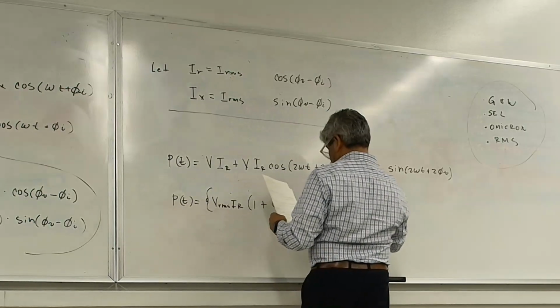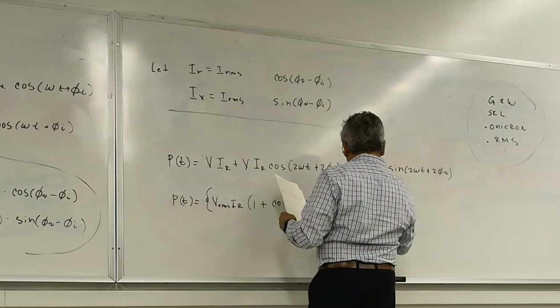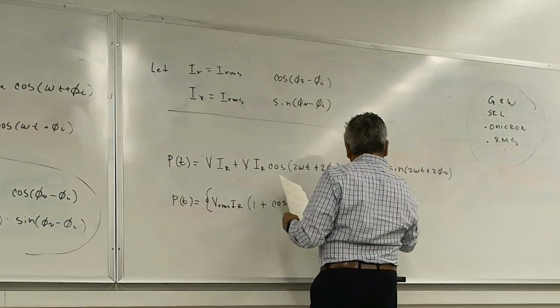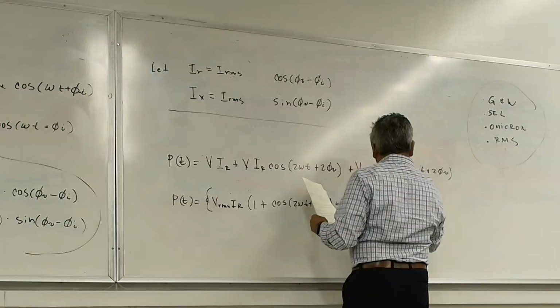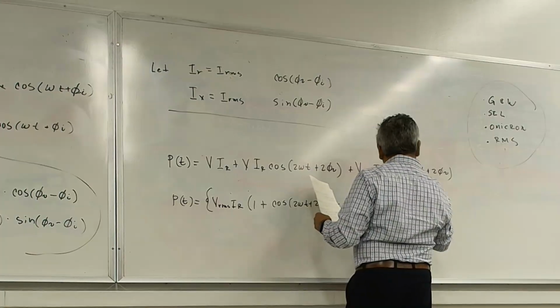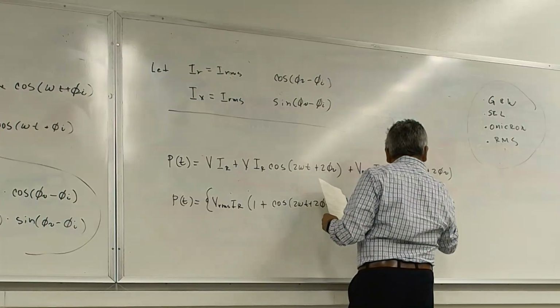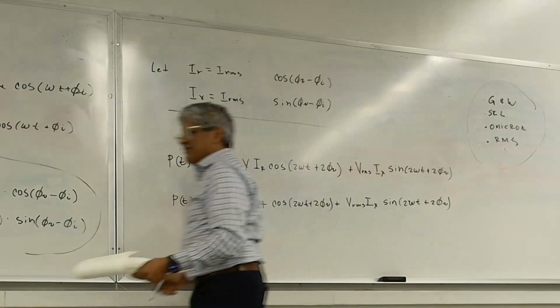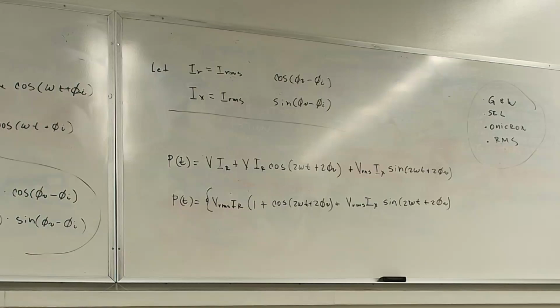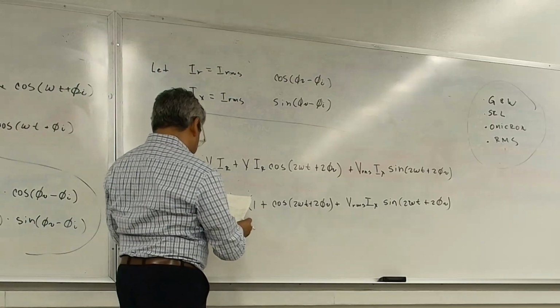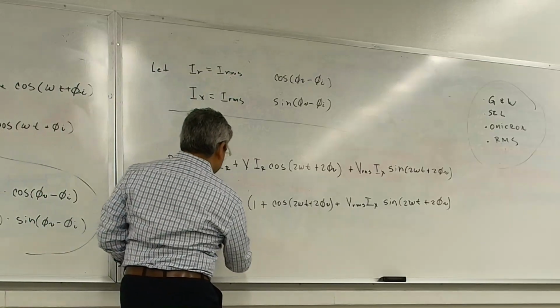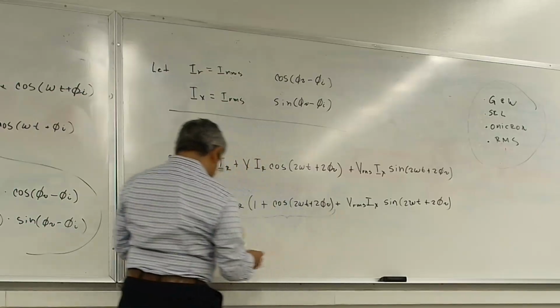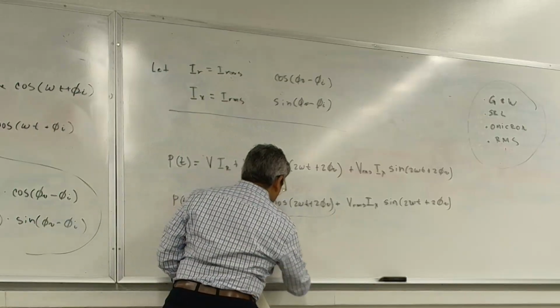Plus V RMS sine 2 omega T plus 2 V. All right, so again, I'll give you the whole variation. I just kind of wanted to get to this point. I'm going to call this part of the equation right here my P R of T.